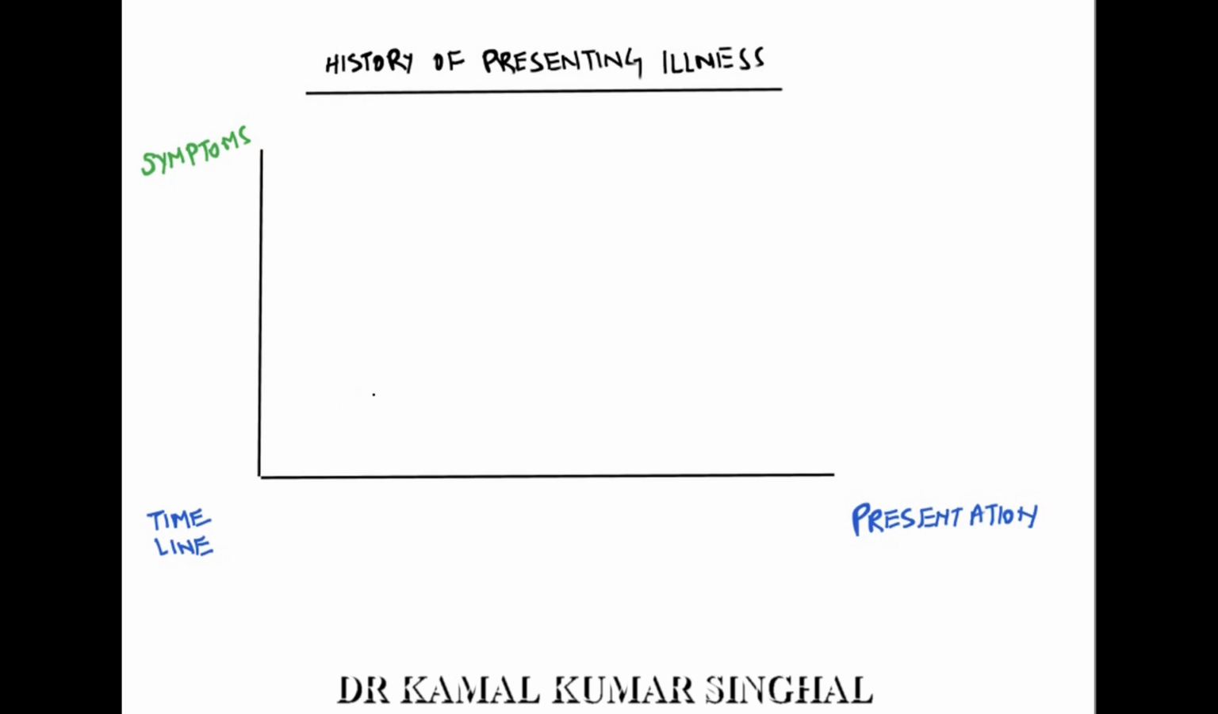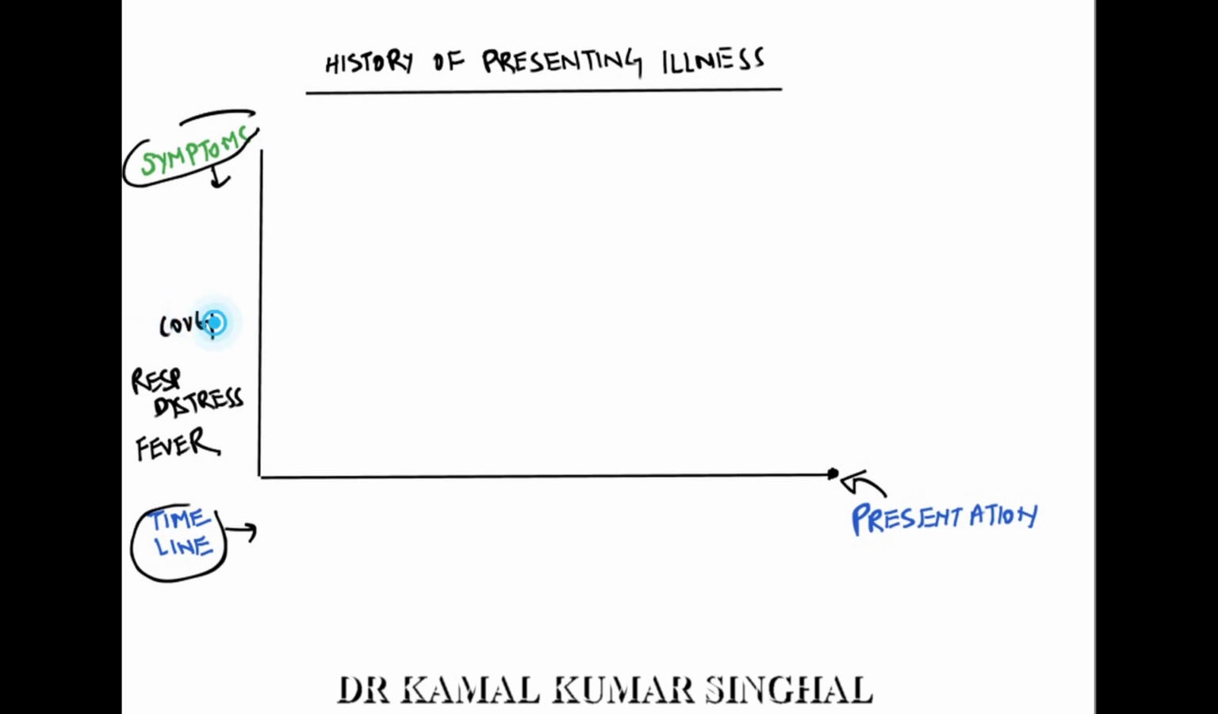So this is a hypothetical patient that we are trying to describe. On the y-axis, you can write about symptoms. On the x-axis, you can write about the timeline. And this is where the child presented to you at this point of time. He had fever. He had episodes of respiratory distress. Then the child had cough. Then probably the child had seizures also.